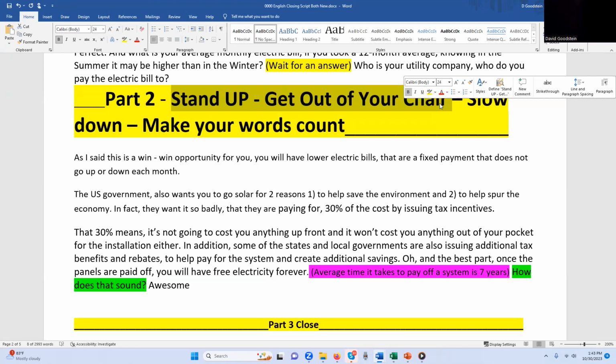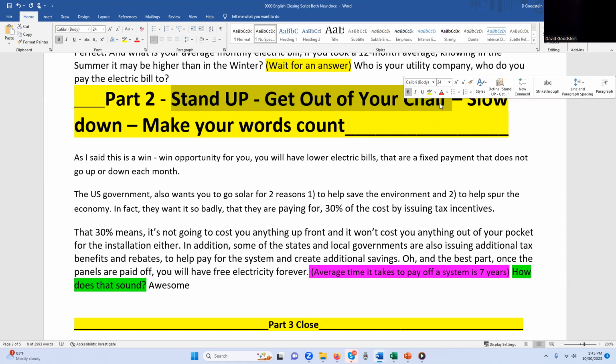Now, remember, these people can't see you. All they can go by is your voice, the tone in your voice, the energy in your voice, the confidence in your voice. Well, if you're standing up, you sound more energetic and you sound more calm. You sound more confident. So we're going to stand up. As I said, this is a win-win opportunity for you.